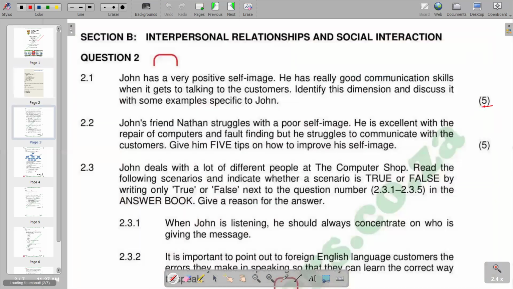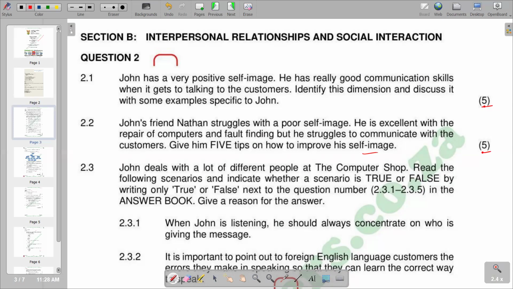Going to the next part of our question, which is 2.2. John's friend Nathan struggles with a poor self-image. He is excellent with the repair of computers and fault finding, but he struggles to communicate with the customers. Give him 5 tips on how to improve his self-image. Basically, this question is only looking for ways to improve your self-image. Our question has 5 marks, so we can try to raise at least 5 points.